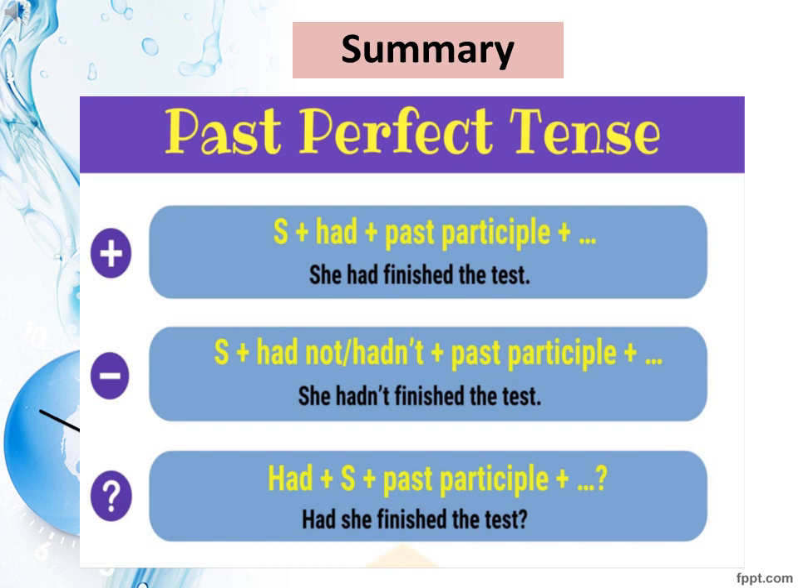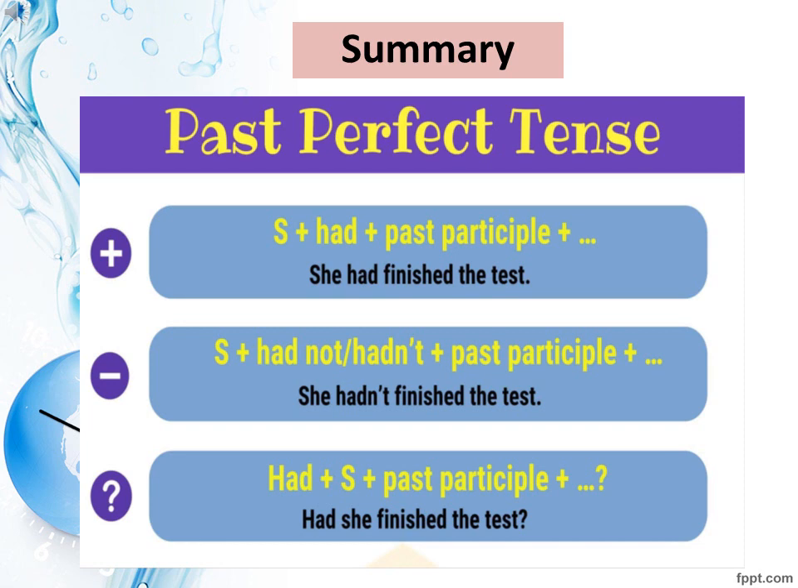Let's see negative case. دائما كنشير لها بعلامة minus ناقص. Subject plus had not. لاحظوا had not or hadn't بجوج صح اللي استعملتو صح. Plus past participle. So she hadn't finished the test. Interrogative case كنشيرو لها question mark. So notice here the change is that we start with had, the helping verb, plus subject plus past participle. Example: had she finished the test? So these are the three forms of the past perfect.